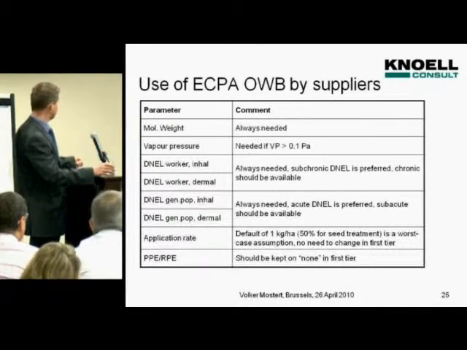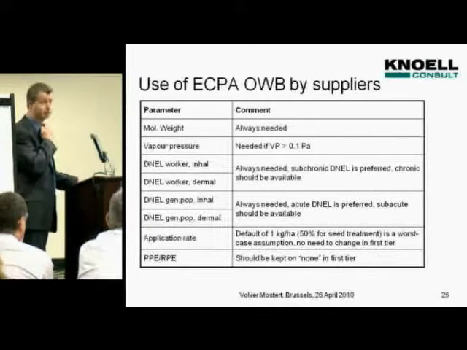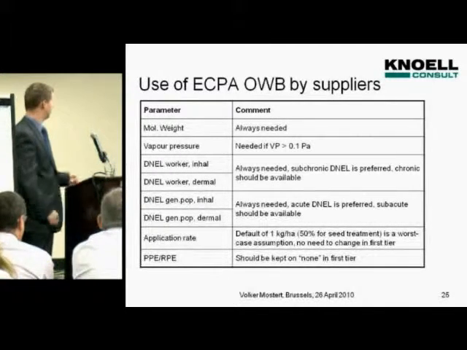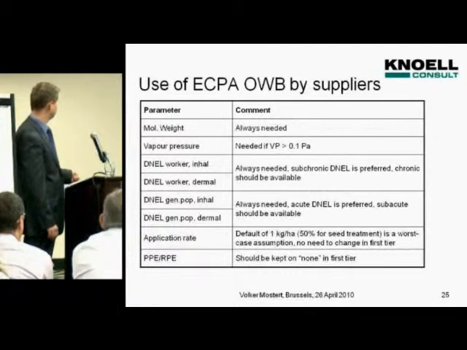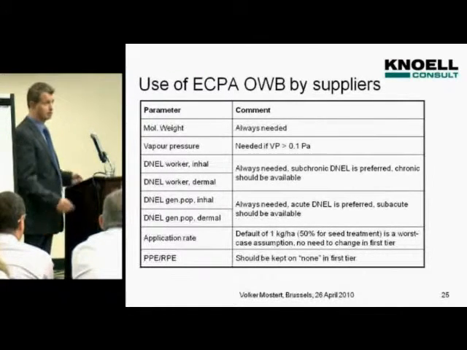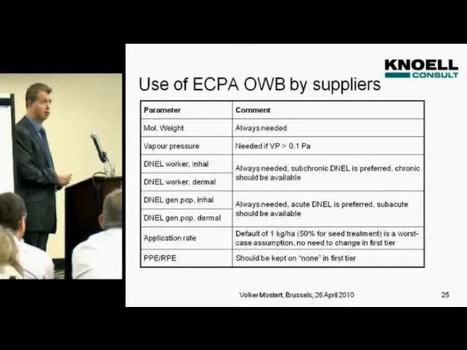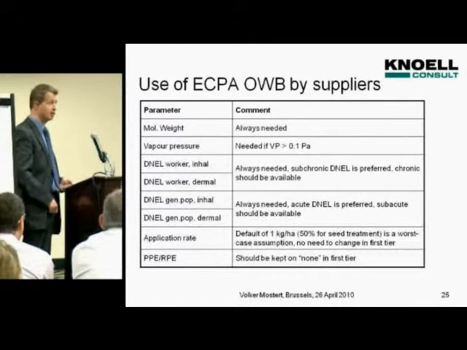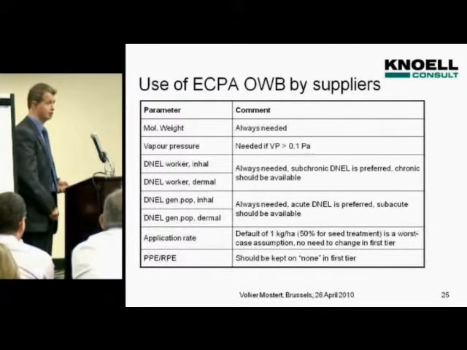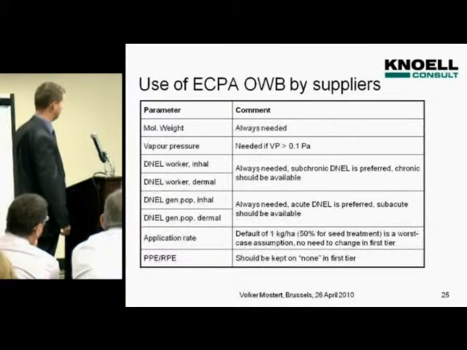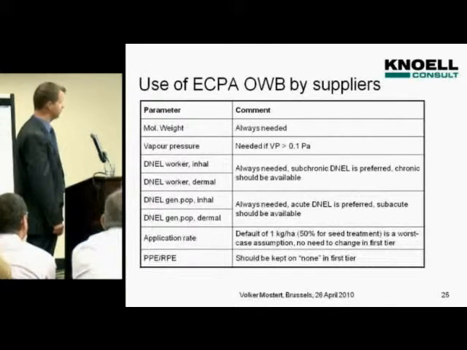Same thing for the general population, because we have the bystanders, and these people are protected by the DNEL for the general population. Acute DNEL is preferred. The subacute should be available, because that would be a 28-day study of some sort, and if you don't apply any exposure duration modifier assessment factors to that NOEL from the subacute study, that should be a worst case surrogate for that.